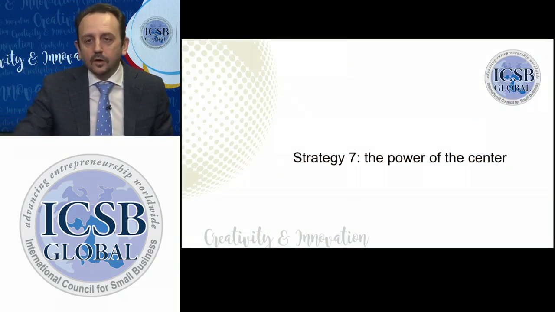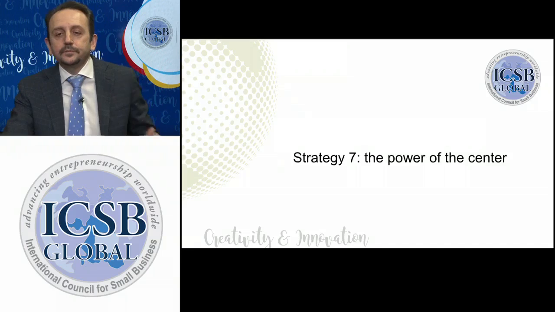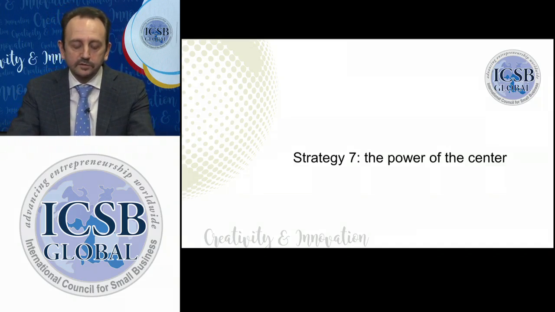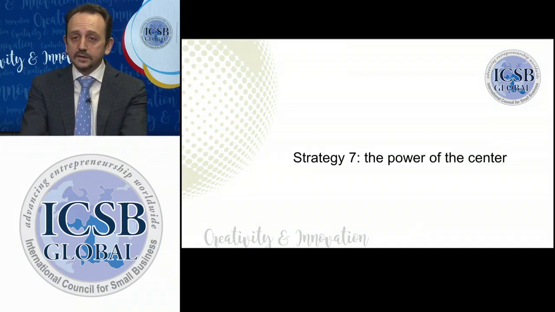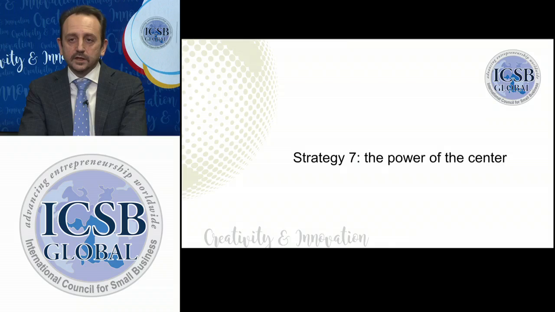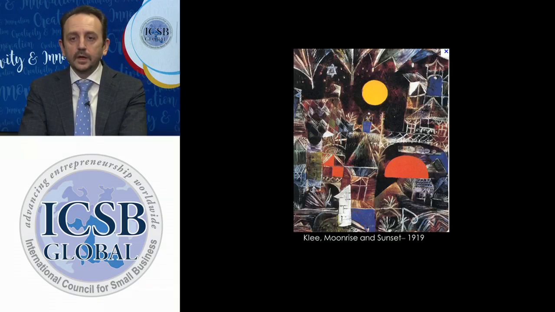Strategy number 7 is a concept that we call the power of the center. This concept was proposed for the first time by Arnheim, a psychologist, one of the founders of the so-called Gestalt psychology. According to Arnheim, when we analyze, for instance, an image or an object, we look for centers of attention. That's something that he calls visual centers. Like, for instance, in this painting, I don't need to tell you that the sun there is something that immediately attracts our attention. So it's definitely an object that has an interesting visual weight.